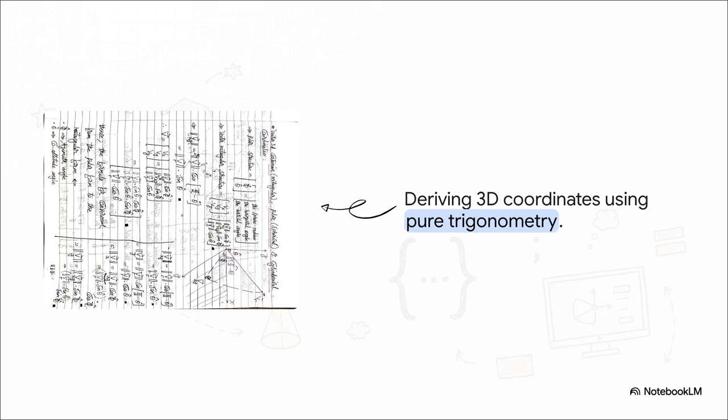By just taking the sine and cosine of these angles, we can mathematically project lines all the way across the spatial axes. Notice how the z-axis is determined simply by multiplying the vector magnitude by the cosine of our altitude angle. It's just elegant, pure mathematics.